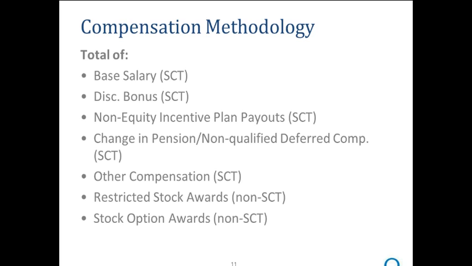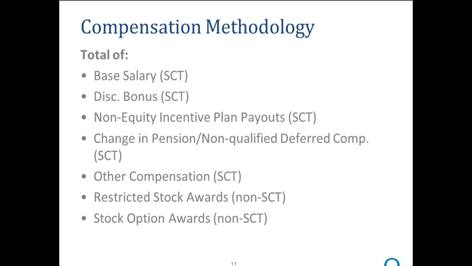So they're going to look at total compensation as they measure this, which is composed of the base salary from the summary compensation table, discretionary bonus from the summary compensation table, and total non-equity incentive plan payouts from the summary compensation table. And I'll note that that includes both long-term cash as well as any short-term cash payout. They'll be looking at the change in pension, non-qualified deferred comp earnings above market value, and other compensation.